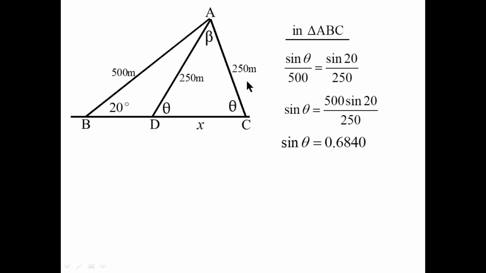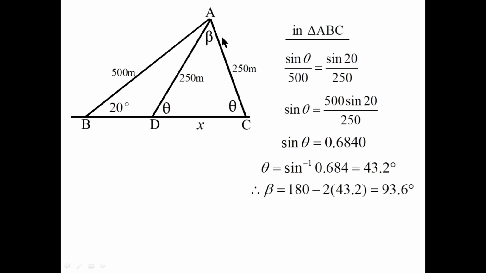Multiply the 500 over, take your calculator, turn it into a decimal, inverse sine function. Theta is 43.2 degrees, which means that beta must be 180, take away 2 of those thetas. 180 take away 2 of those 43.2s leaves 93.6 for beta.